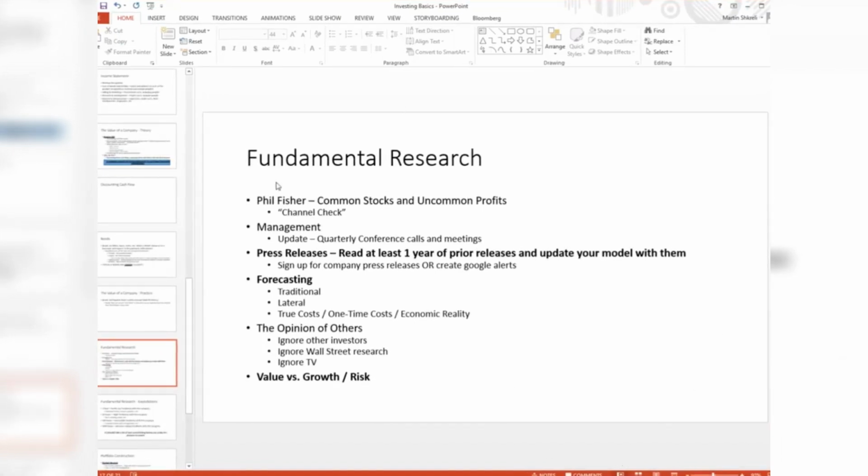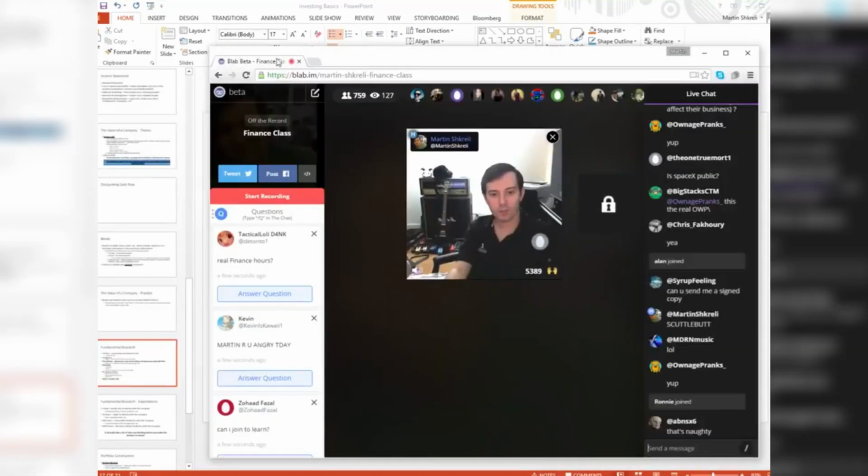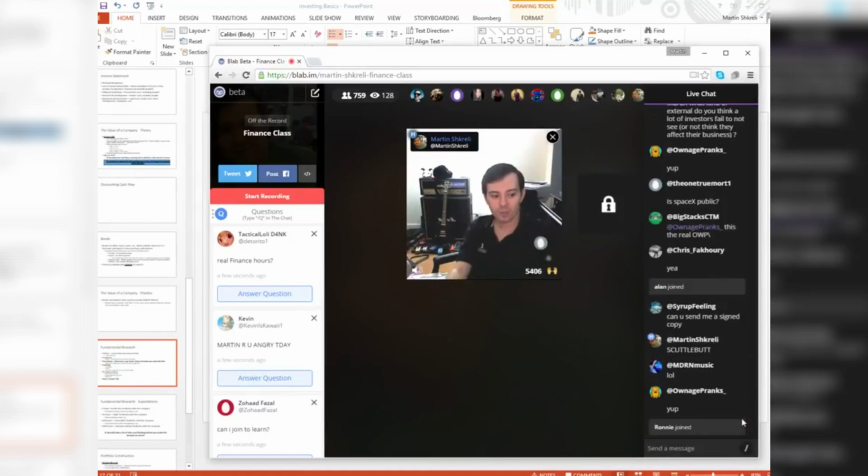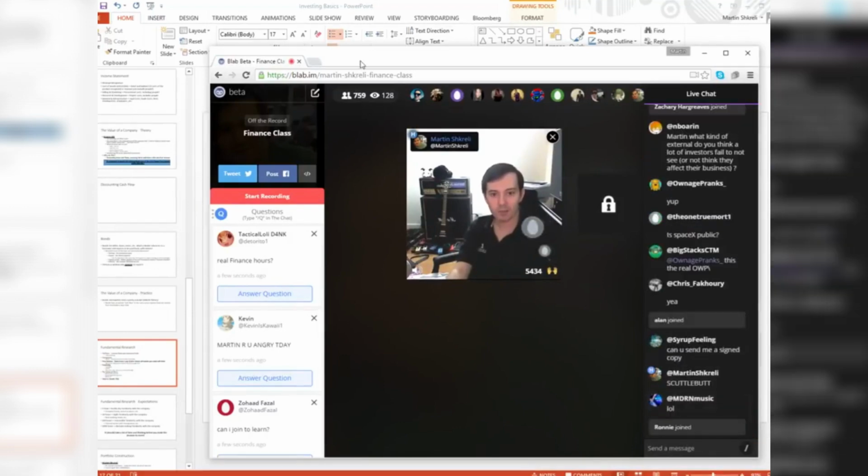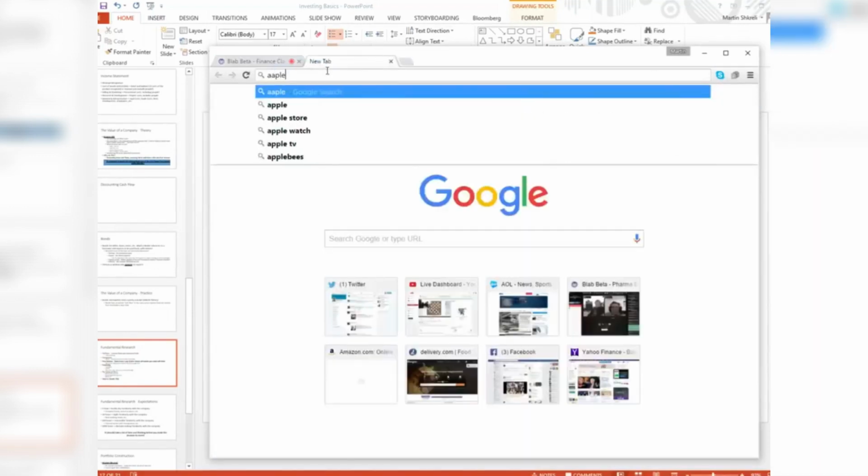So what's the second way to do it? Well, management is part of Phil Fisher's approach, and I just pulled it out as really important. Even if you don't read the Phil Fisher book, you have to get some kind of relationship going with management, whether you like management or you don't like management. So management of Apple is Tim Cook.